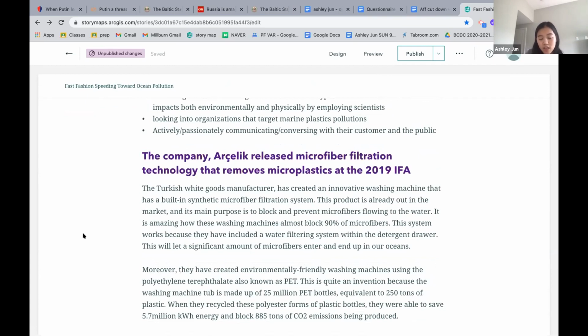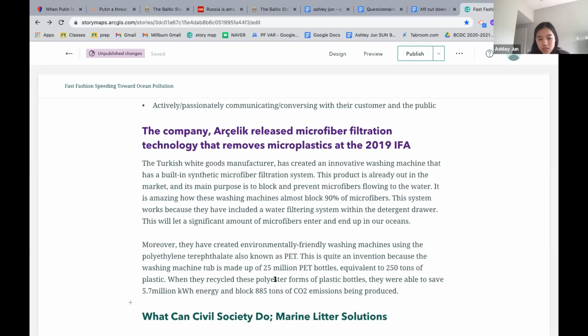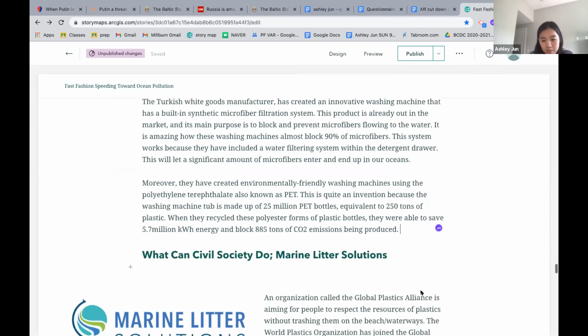that will prevent microfibers from being released too much. They made this laundry machine using PET bottles, which are polyester or plastic bottles. They were able to save 5.7 million kWh of energy and block 885 tons of CO2 emissions from being produced, which is a large number.